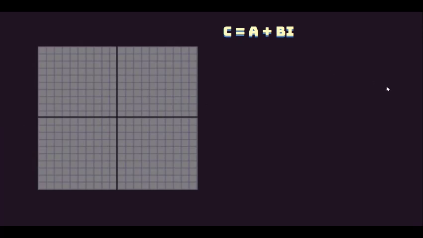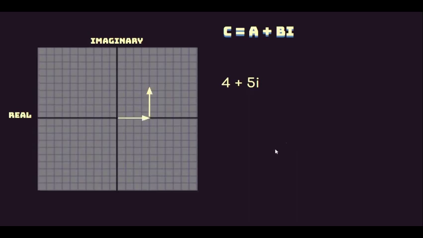But how this would work is you have your complex number, which you can represent by having a real axis and an imaginary axis. So, let's say you have the complex number 4 plus 5i. This would be represented on the graph as 4 units over and 5 units up. And so, you would get that point.